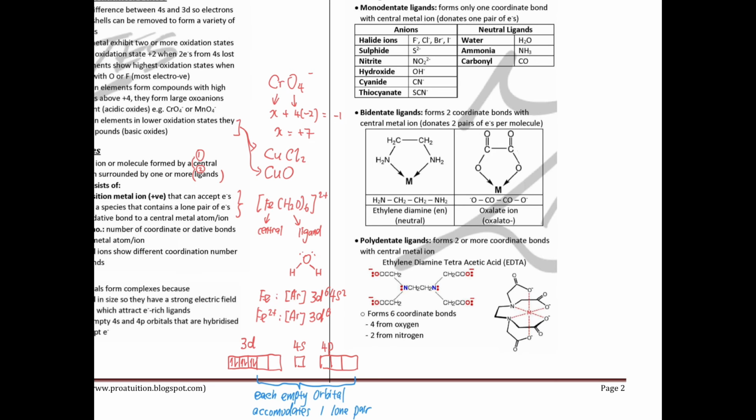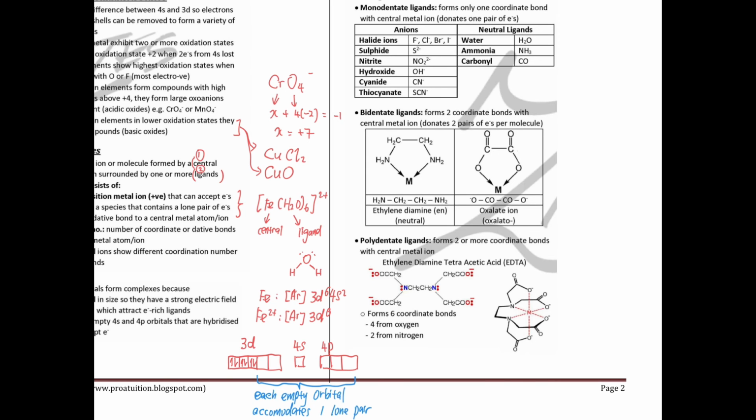Now, what is bidentate? Bi means two. They form two dative bonds, or two coordinate bonds, with central metal ions. So they donate two pairs of electrons per molecule. So for example, this is the bidentate ligand. The lone pair is somewhere in nitrogen here. So one lone pair.